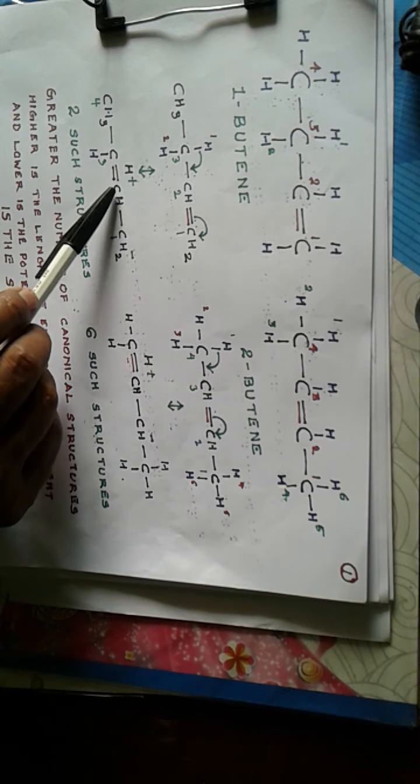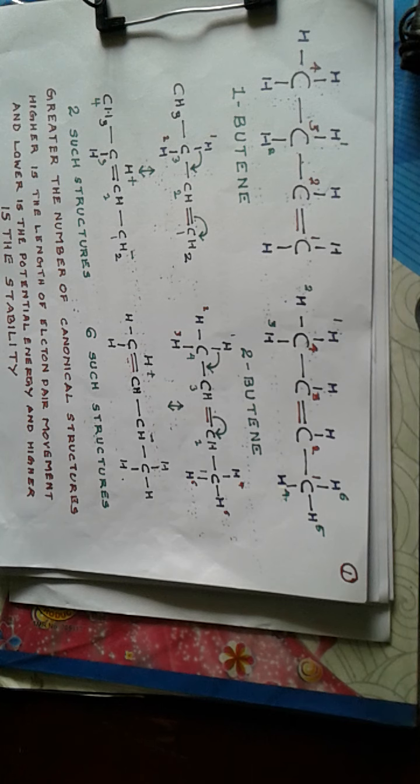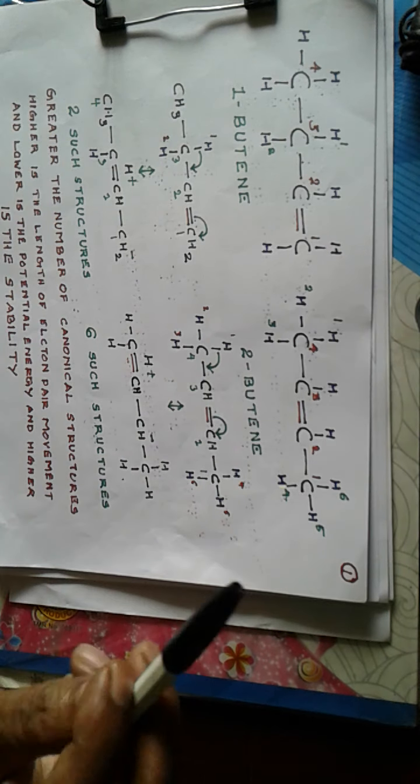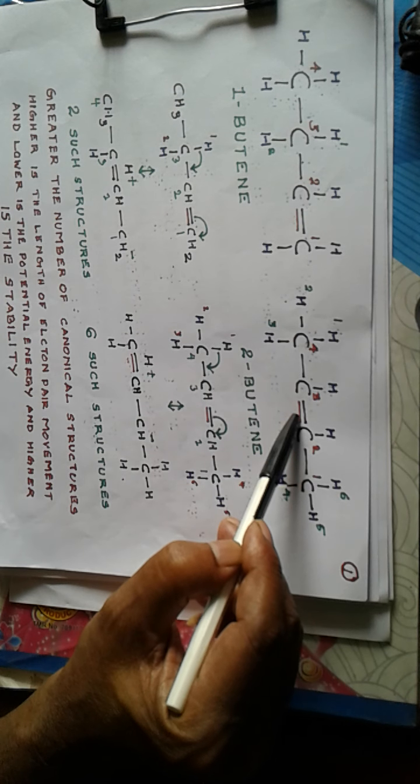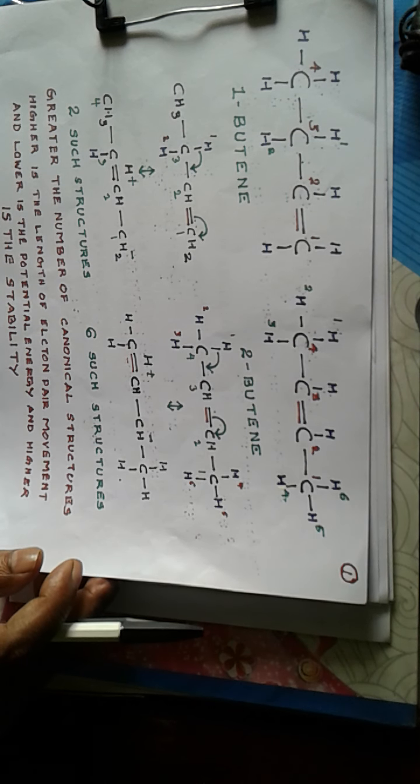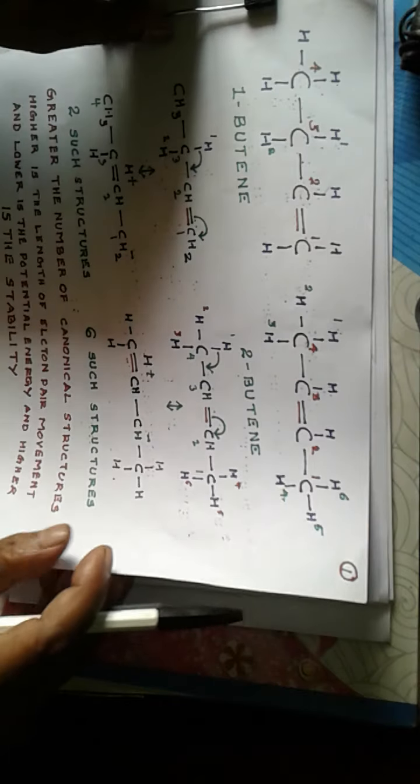Now only two such canonical structures are possible for 1-butene, so its free energy decrease is less, and so it is less stable than 2-butene, because in 2-butene there are 6 C-H bonds conjugated to, or alternate to, the double bond. So 6 hyperconjugation canonical structures are possible for 2-butene, so its free energy will be lower than that of 1-butene. And again we have seen earlier that the greater the number of canonical structures, the higher the extent of electron pair movement, and the higher the stability, the lower the free energy, etc.